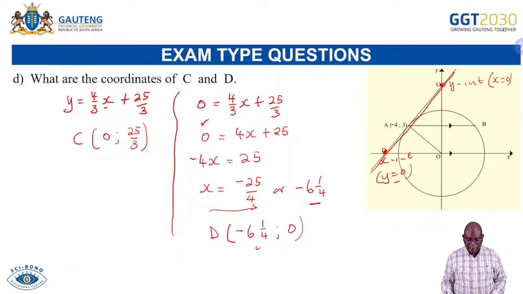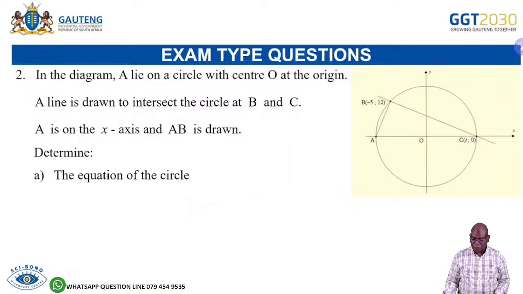Okay, welcome back. Now we are looking at exam type questions, and the next one is also an exam type question. These questions would basically be the same. In this question, we have a point A lying on the circle with center O as the origin. A line is drawn to intersect the circle at B and C. Can you see it? Intersecting this one at B and C.